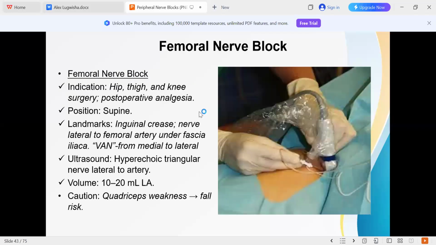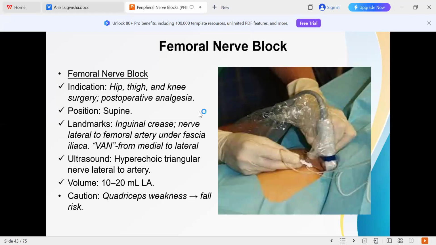Okay, good. All right, so the femoral nerve block. You can actually block the femoral nerve alone, and cause quadriceps weakness, which can lead to risk of falling. Femoral nerve block is very easy to perform. You can use landmark, you can use ultrasound, indicated for hip, thigh, and knee surgery, and especially even for post-operative pain relief. The patient is lying supine.